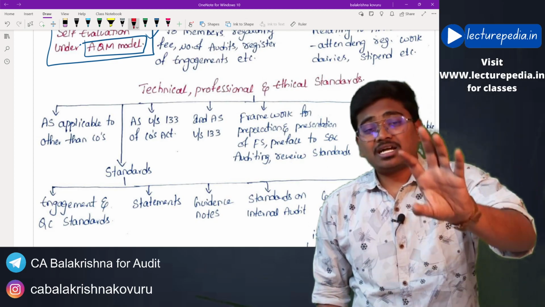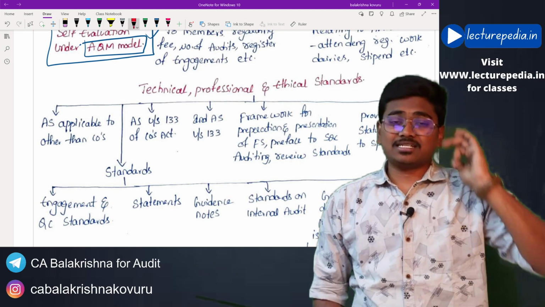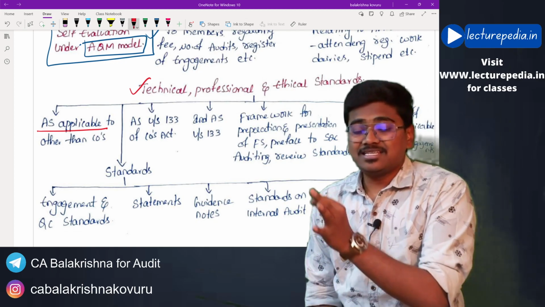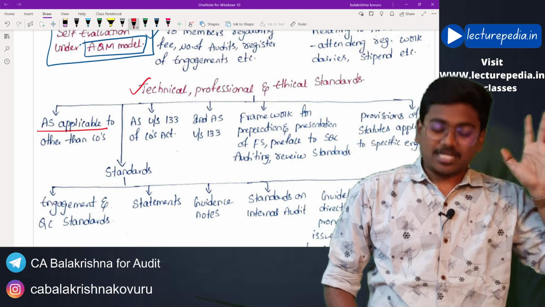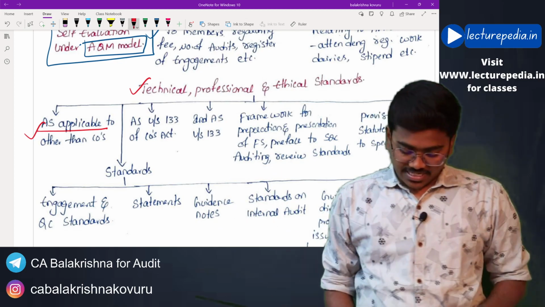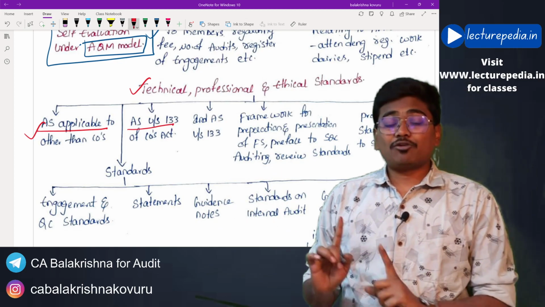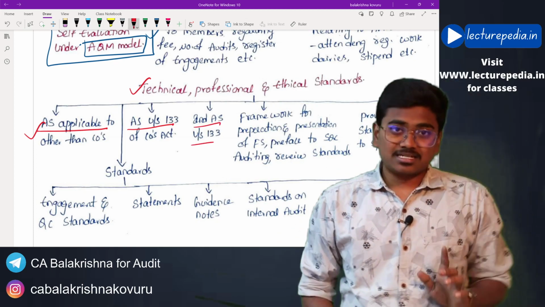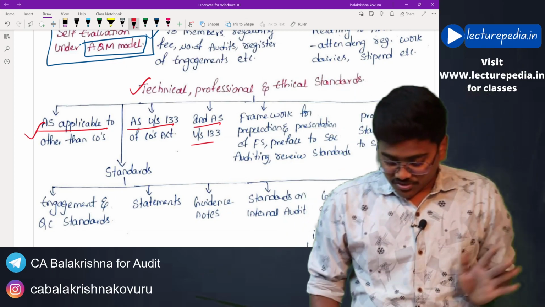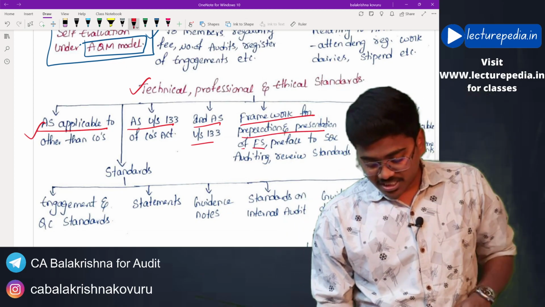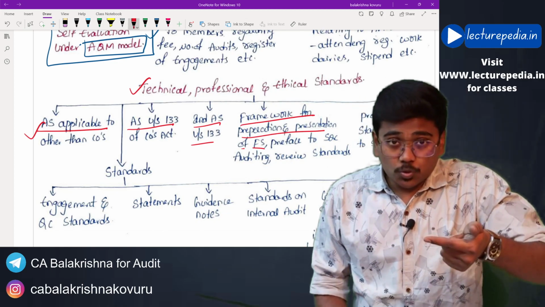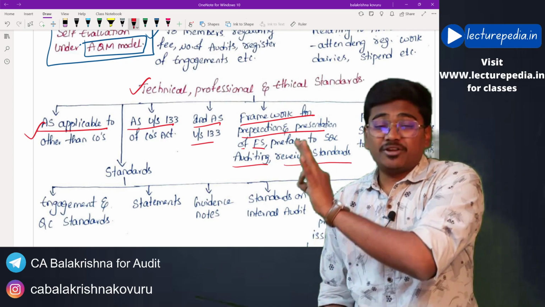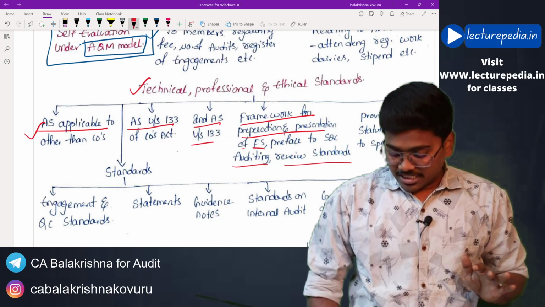Now, what will be coming under this technical, professional and ethical standards? See, accounting standards that have been issued by ICAI, which are applicable to other than companies, they will be coming under TPE standards. Next, accounting standards under section 133 of the Companies Act, which are applicable to companies. In the same way, Indian accounting standards under section 133, which are applicable to companies. Next, framework for preparation and presentation of financial statements and preface to standards on quality control, auditing standards, review standards. Okay, preface to these standards will also be coming under TPE standards.